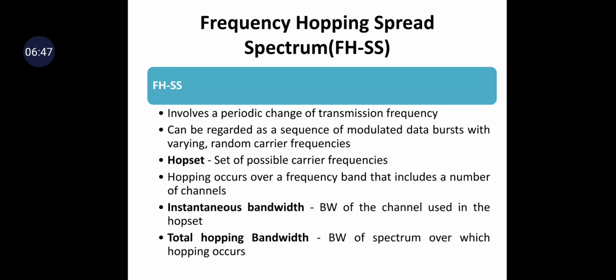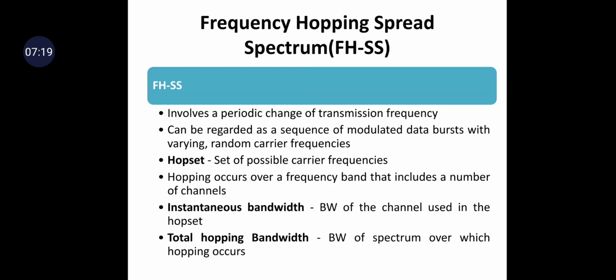And the second type is called frequency hopping spread spectrum. It involves a periodic change of transmission frequency. This can be regarded as a sequence of modulated data bursts with varying random carrier frequencies. Here we have some important terms. The first one is the hop set. It is a set of possible carrier frequencies. Hopping occurs over a frequency band that includes a number of channels. And the second parameter is instantaneous bandwidth.